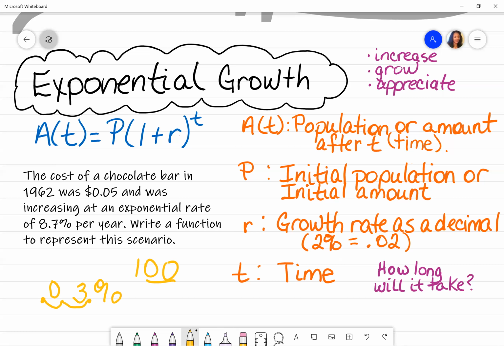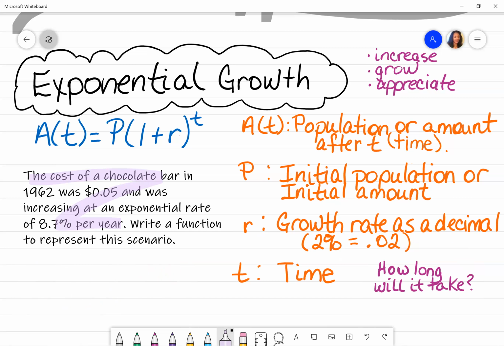When I have a decimal, I want to go ahead and get rid of that percentage. So in my example, I started off with 3%. The decimal form of 3% will be as follows, 0.03. And I just showed you here how I came about with that decimal amount. Okay, so the next item or variable that's shown in our formula is t, which represents time. So basically, how long will it take to get to a certain point? That's what you're looking for.